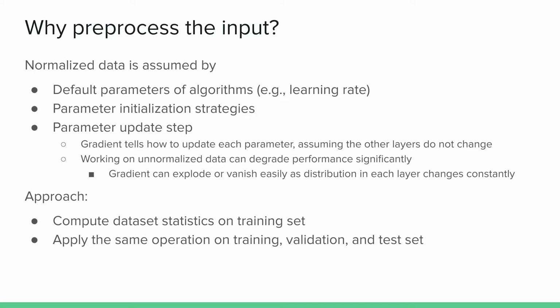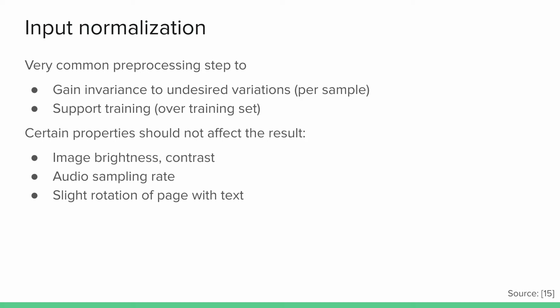So the basic approach for doing this would be that you compute some statistics on your training set, and then you apply the very same operation on the training set, the validation set, and of course your test set. Input normalization, as I just said, is one of the most common and most important input operations that you should definitely have in your network. It's a very common preprocessing step, and it helps us to gain invariance to some undesired variations per sample.